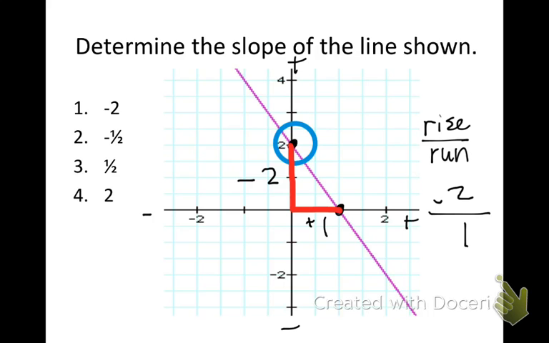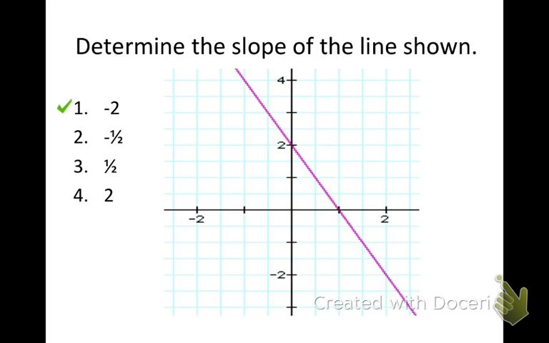Well, maybe I could find another way to write -2 over 1. Well, if we think of any whole number written as a fraction, it would always be that whole number over 1. So in our case, we have -2 over 1. So really -2 over 1 could be written just -2, which is our slope. So in our case, -2 is the slope, which is answer choice number 1.